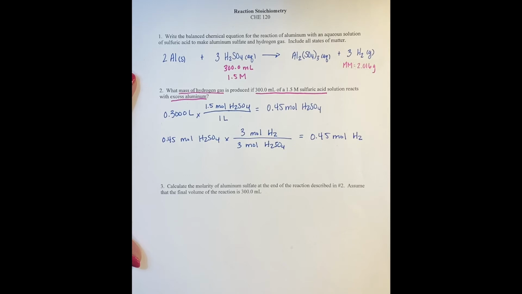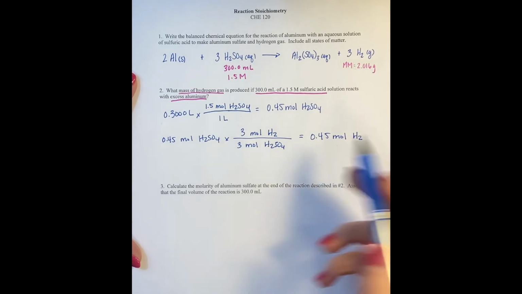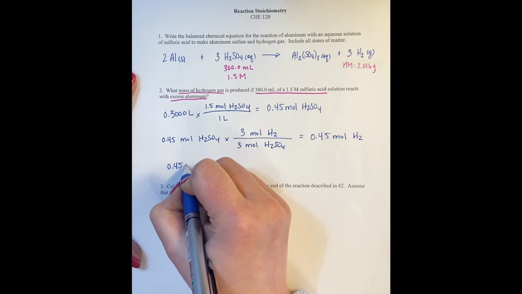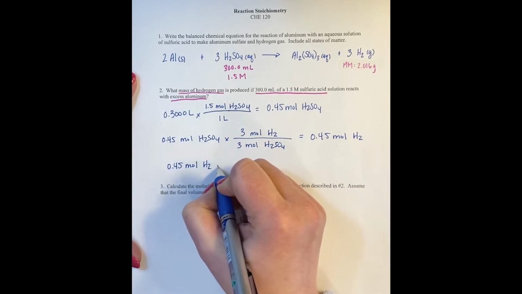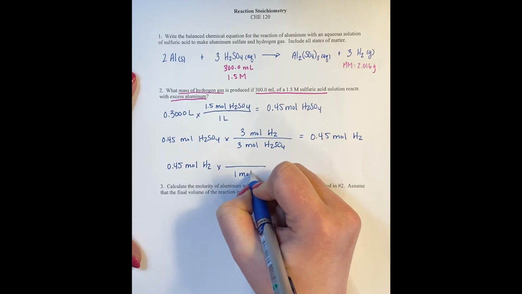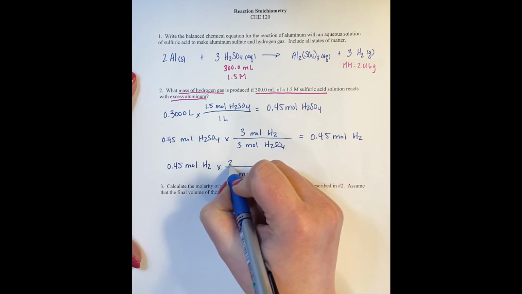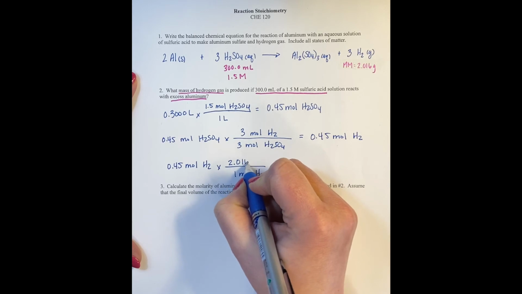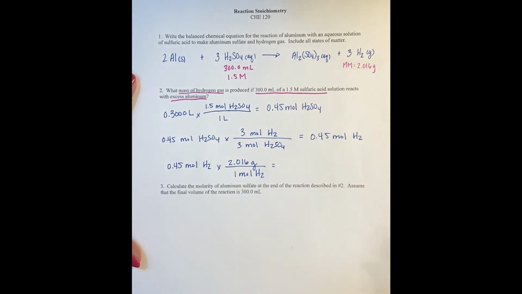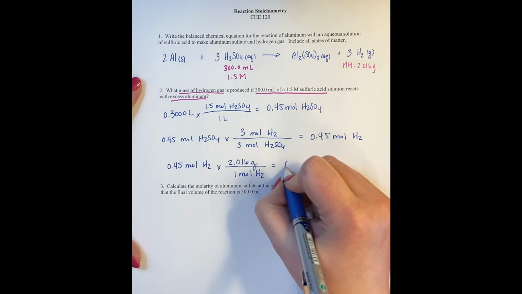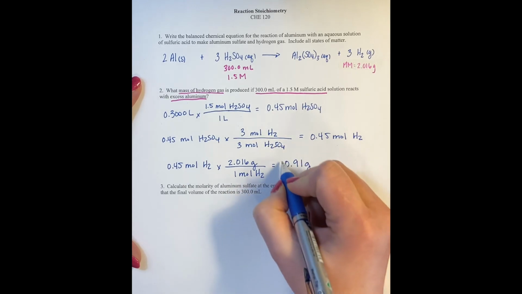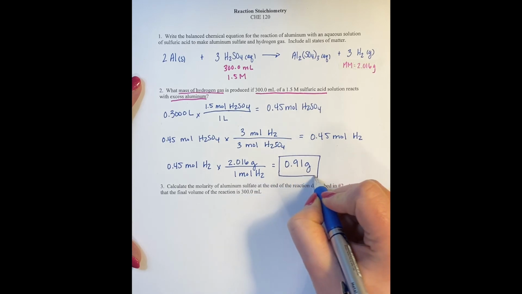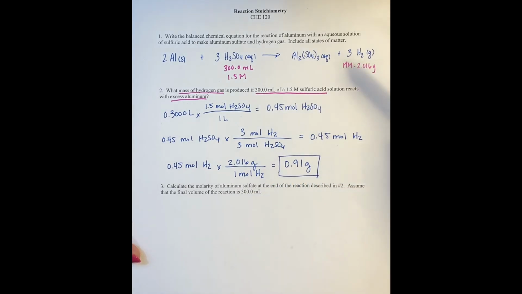The final calculation means that we need to convert to the mass of hydrogen gas. So I need to take my 0.45 moles of hydrogen gas times the fact that 1 mole of H2 has a mass that we calculated up above of 2.016 grams. And when we do the calculation, our final answer should be 0.91 grams. Okay, 0.91 grams. In the information given to us in the problem, we have 2 significant figures here in this molarity value. So that's why my final answer here has just 2 significant figures.